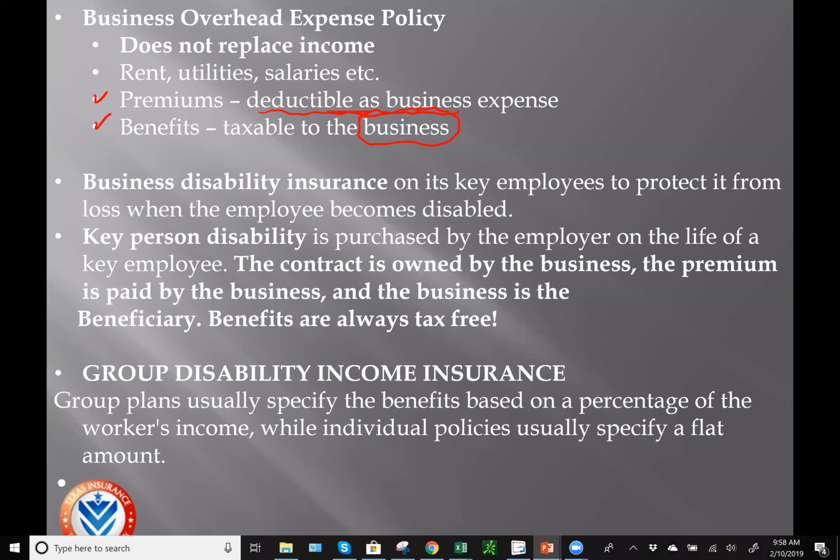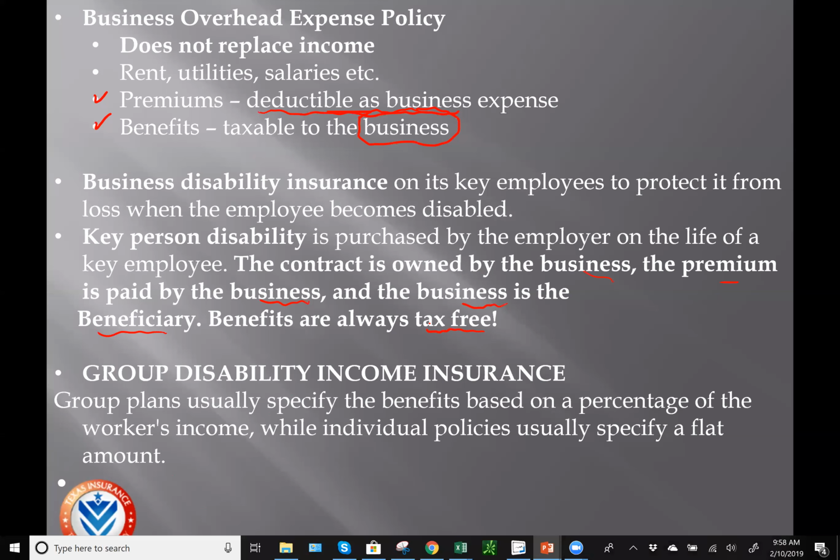Now, the contract is owned by the business. The premium is paid by the business or the business owner. And then the business owner is the beneficiary. And the benefit will always be tax-free. So that means that the premiums the business owner paid are not deductible as a business expense in this case, because the benefit received by that business owner is always tax-free.